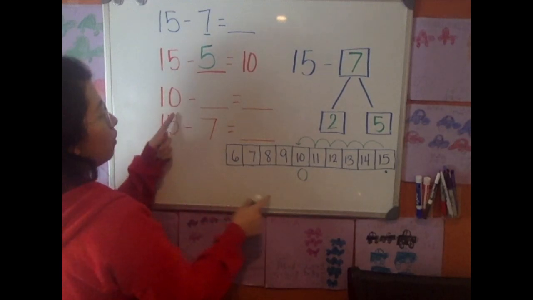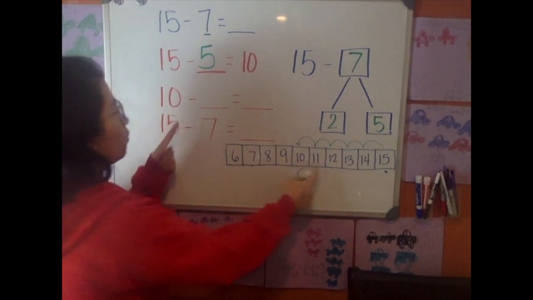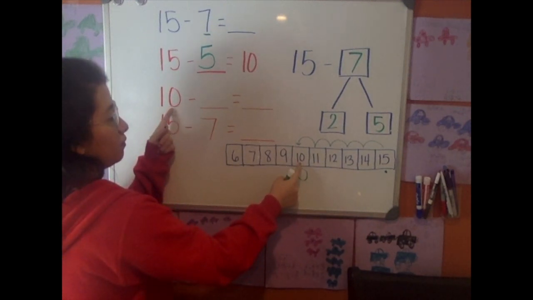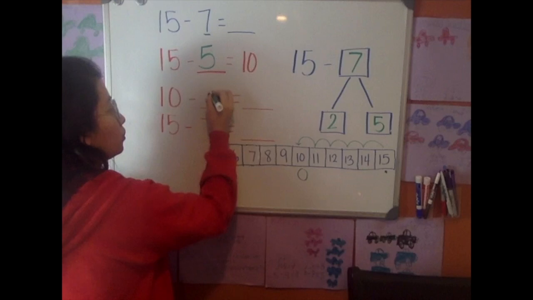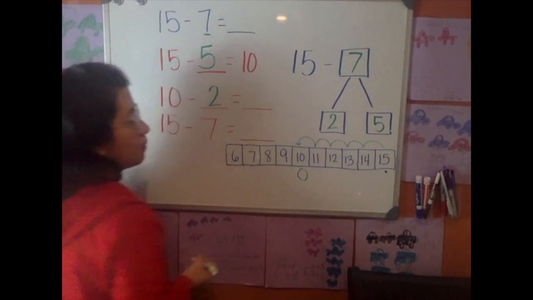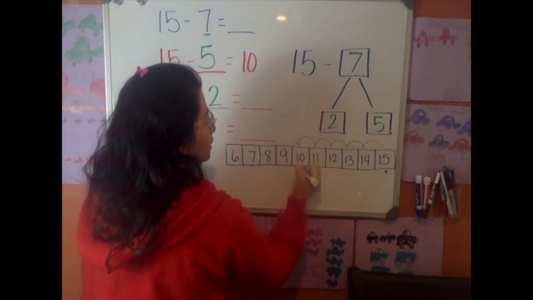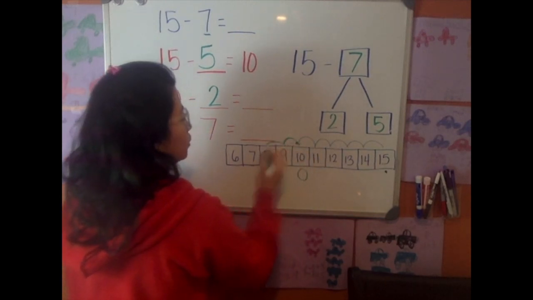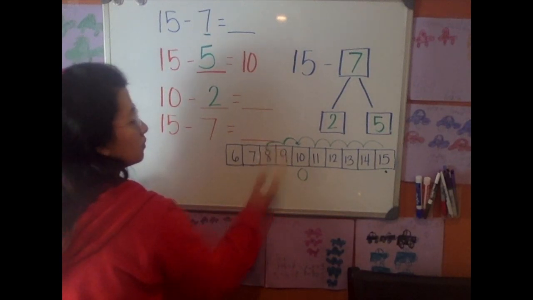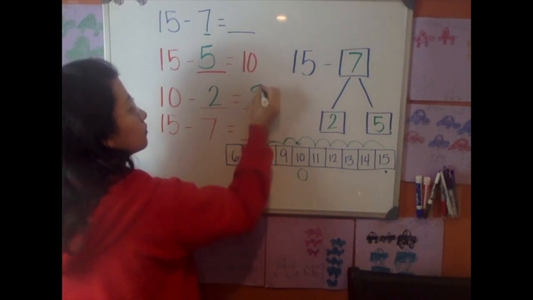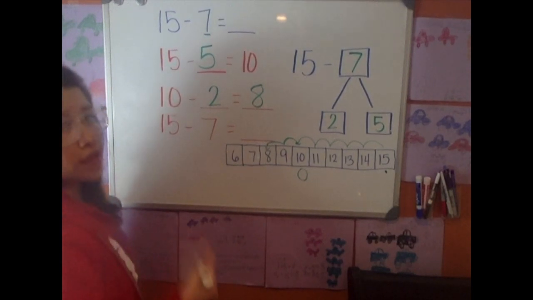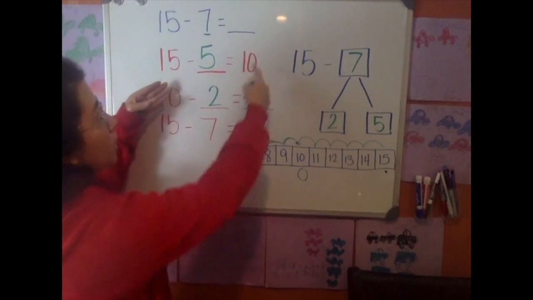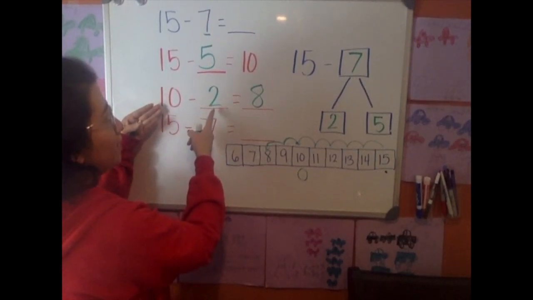And remember, we were already at 10 before, so now I'm not going to start at 15 again. Now I'm going to start at 10. 10 minus 2 equals something. 10 minus 2, 1, 2, equals 8. So that's what it's asking you to do. It's asking you to take 2 steps. First you subtract 10, then you subtract the next number.